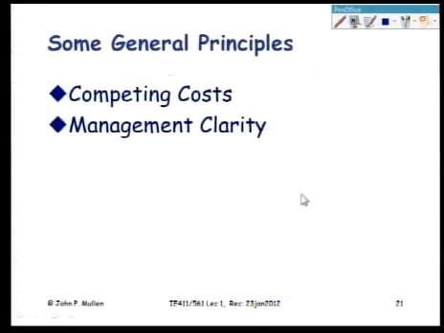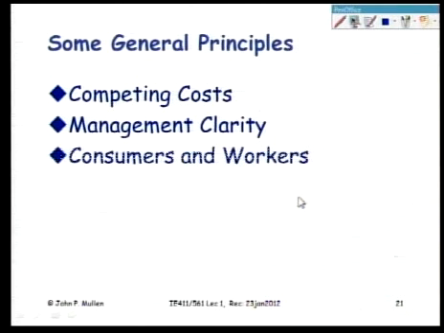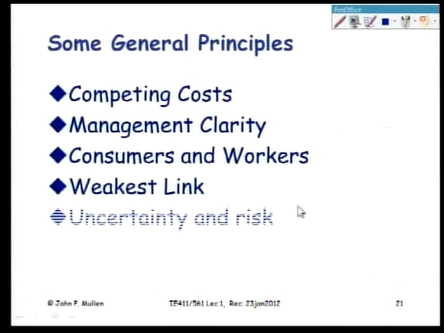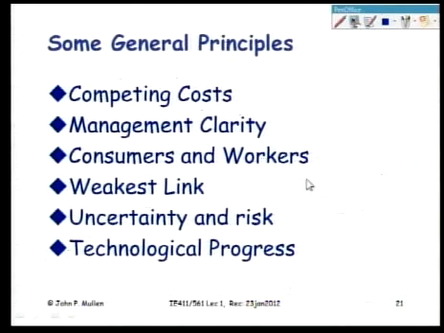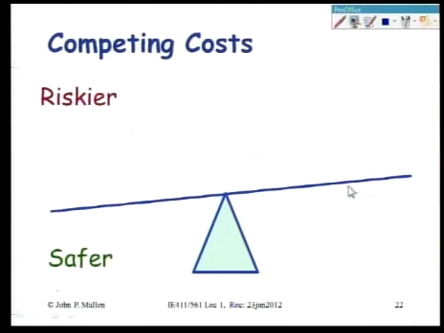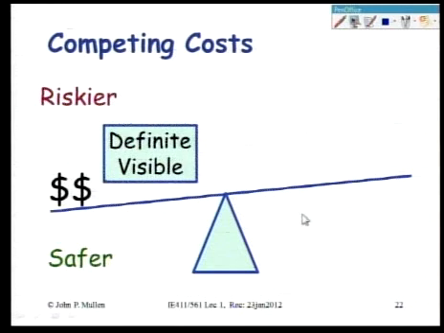Some general principles. We talk about competing costs, management clarity, consumers versus workers, the weakest link, uncertainty and risk, and technological progress. Now, we're going to talk about all of these in considerable detail later, but let me just give you the big picture. Basically, the problem we have, the reason why we have trouble with safety, is that generally to be safe you have to spend more money. Okay? So we have competing costs.